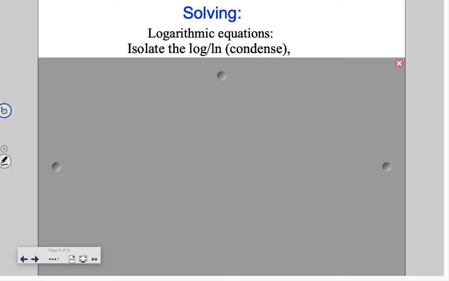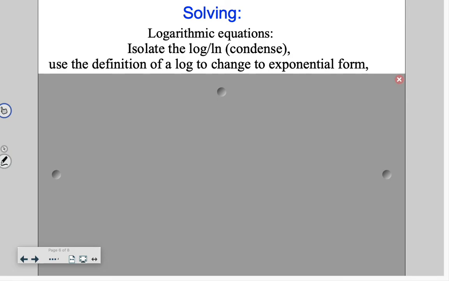I put condense in here because when you're solving logarithmic equations, this is why we did that the other day. Sometimes when you condense it down, it makes the problem easier to solve. So there may be some condensing you have to do, and I'll show you an example where we have that. But step number 1 is isolate. Step number 2, same as before, switch forms. Use the definition. Switch it from logarithmic form into exponential form, because it makes it easier.